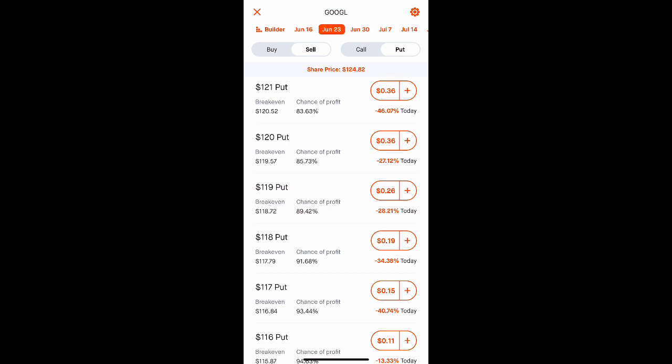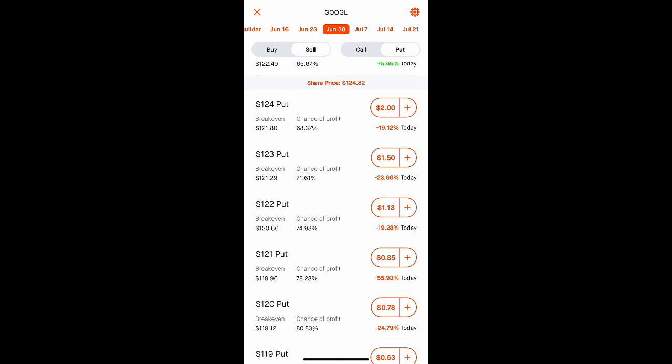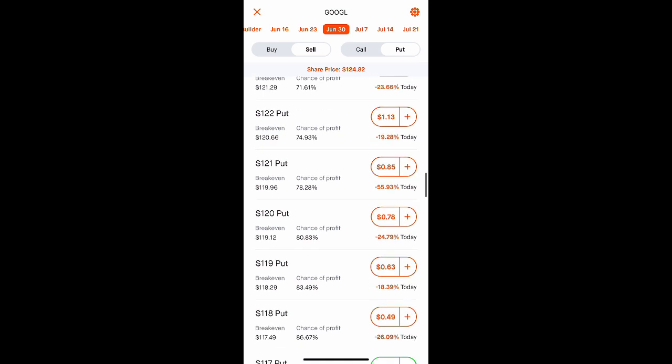Now, if we go a little bit further out, if we go to June 30th, you can see that the premium prices increase. So that means you'll get paid more because the stock price has more time to move in either direction, and the chance of profit decreases slightly because there's more time for the stock to move down.